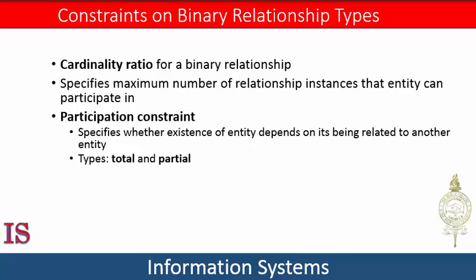In ER diagrams, total participation, or existence dependency, is displayed as a double line connecting the participating entity type to the relationship, whereas partial participation is represented by a single line.